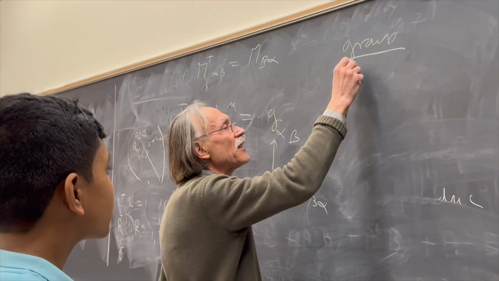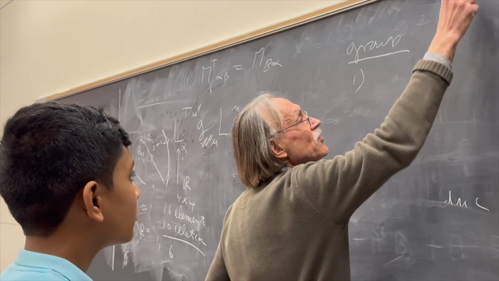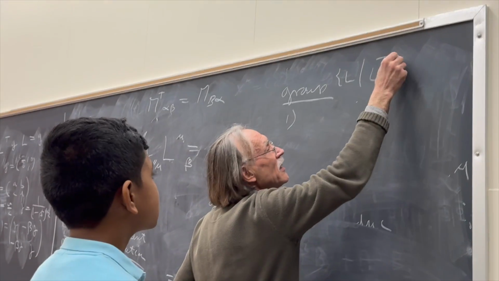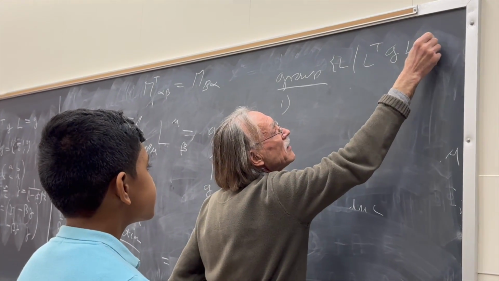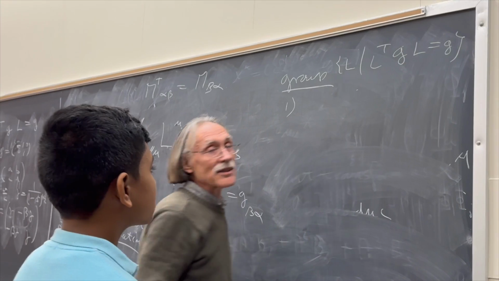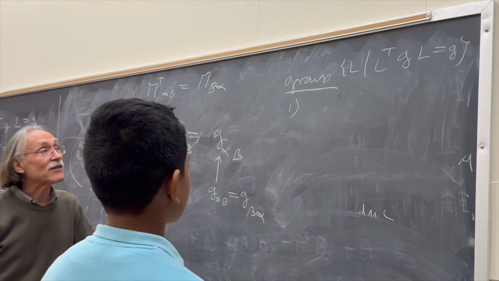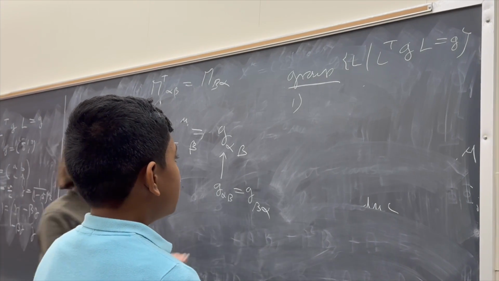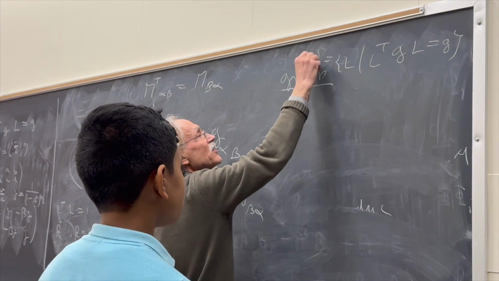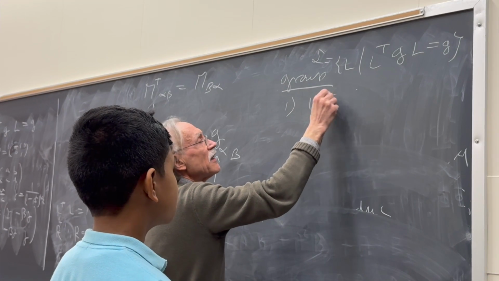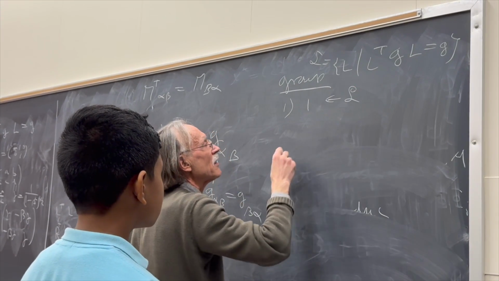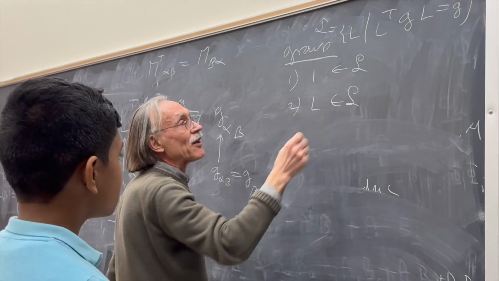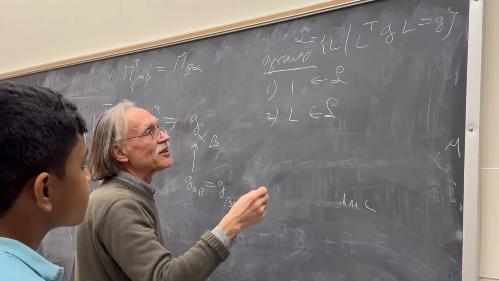It has to contain the identity. So this defines the group. This is the Lorentz group. It's all the L's that satisfy this. And it has to contain the identity, if you call this script L. So the identity is an element of script L. And if L is an element of script L, then also the inverse is an element of script L.